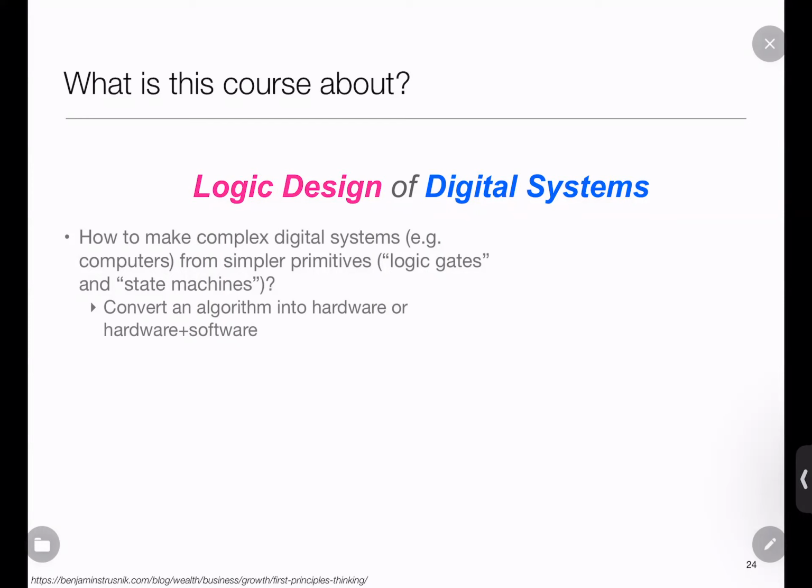the primitives for building digital systems are basically two things. Logic gates, which you can think of as very simple mathematical functions that do Boolean operations, very similar to the and, or, and not functions in programming languages. And state machines. If you are a computer scientist and have done a course on automata theory, you may have learned about finite state machines.